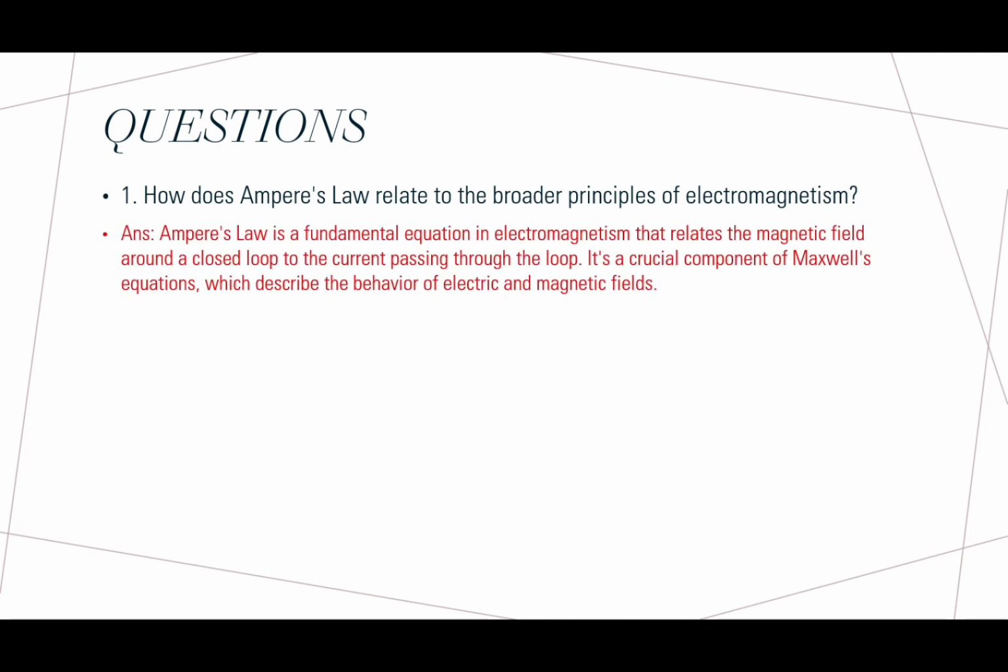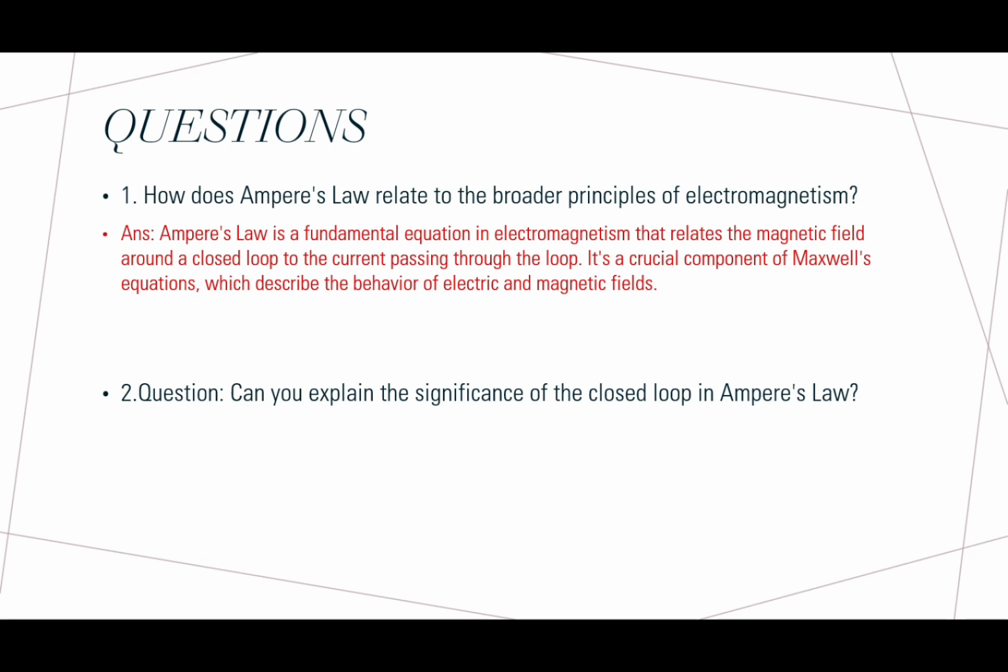Ampere's law is the fundamental equation in electromagnetism that relates the magnetic field around a closed loop to the current passing through the loop. It's a crucial component of Maxwell's equations, which describe the behavior of electric and magnetic fields. Question 2. Can you explain the significance of the closed loop in Ampere's law?